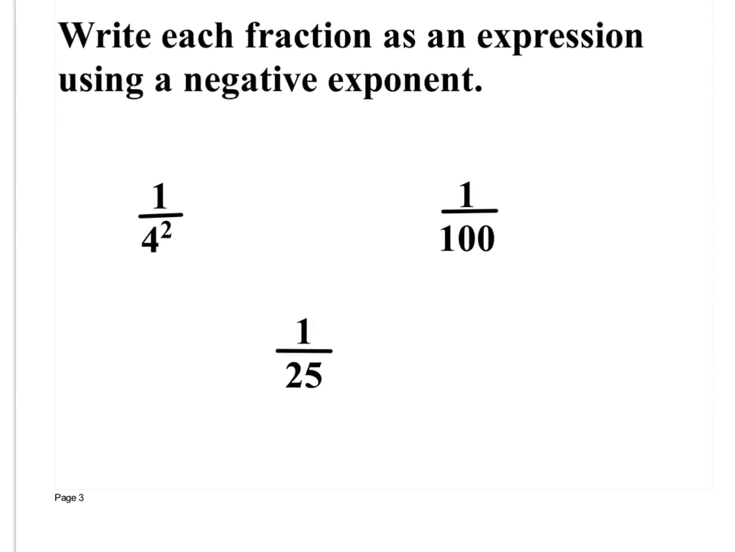All right, write this down. Now they're going to have you do the opposite. They're going to give you a fraction with an exponent. They're going to want to get rid of that fraction. Right? Which when you do that, you have to write it with a negative exponent. So this is 4 to the negative 2 power. That's all you do.